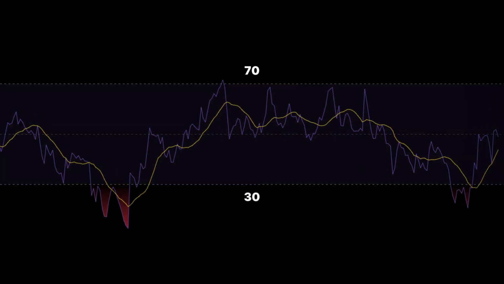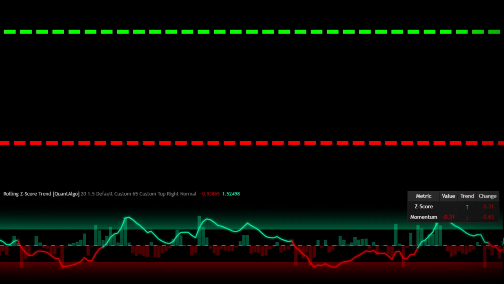Most indicators use arbitrary numbers. RSI says overbought at 70. Why 70? Nobody knows. It is just a line someone picked decades ago. The Z-score is different. It measures how far the current price is from its rolling average. That is not arbitrary. That is math. Here's how to read it.